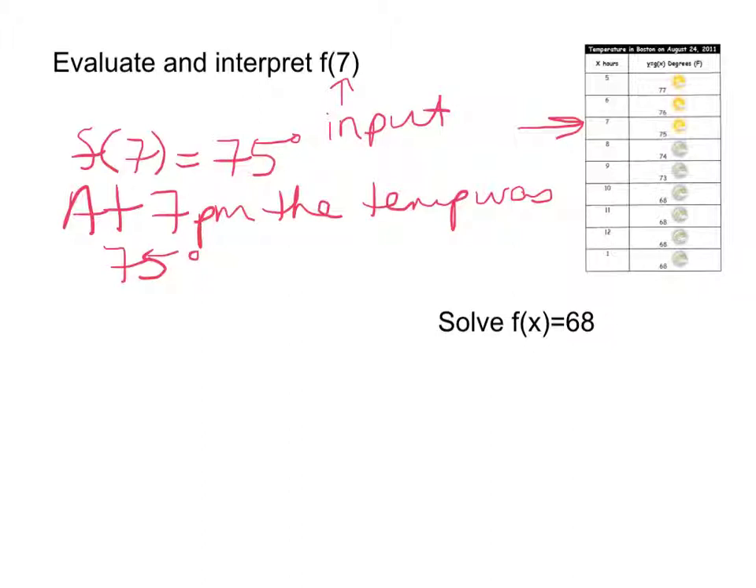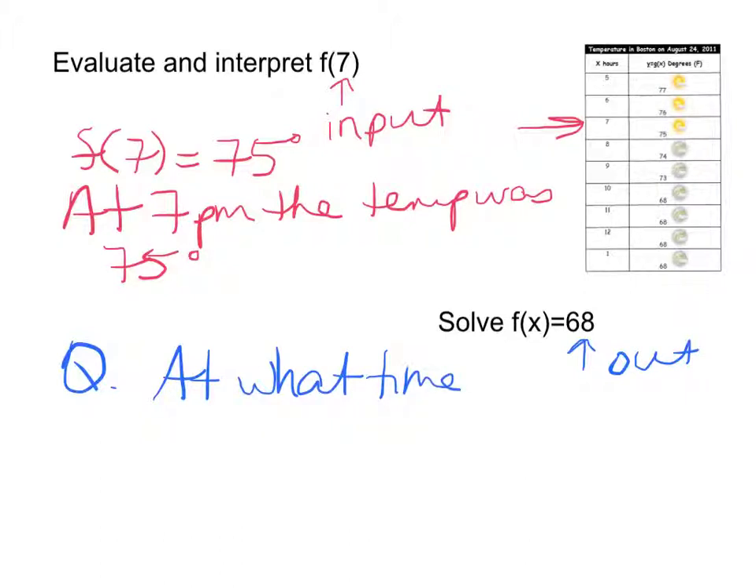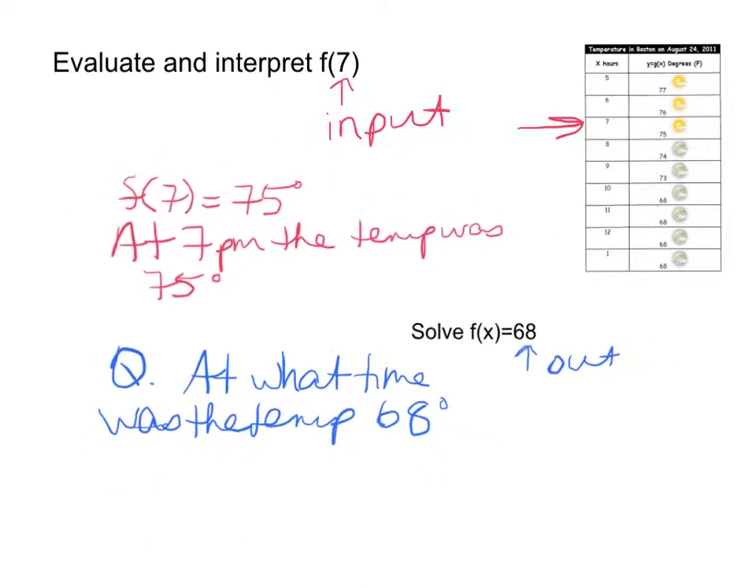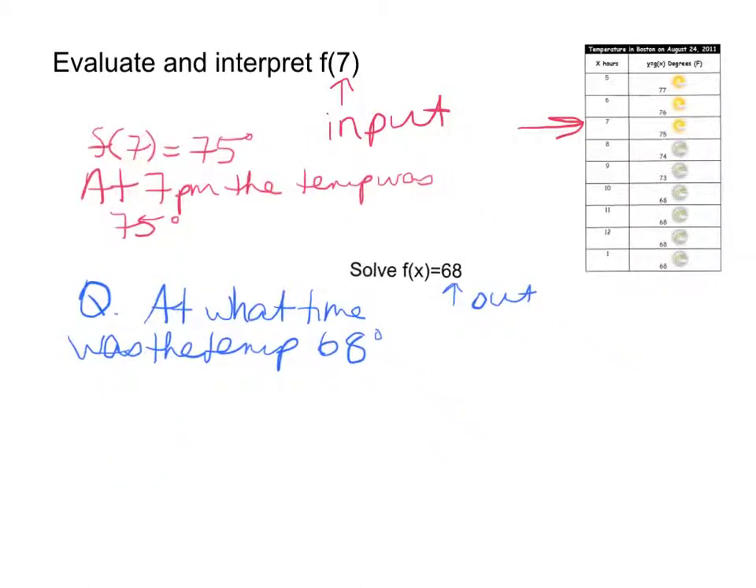Solving is, again, going backwards. We're given this 68, and this is our output value. And this again asks a question. At what time was the temperature 68 degrees? So we're going to go look at our table, and we'll say, okay, well, when was the temperature 68 degrees?